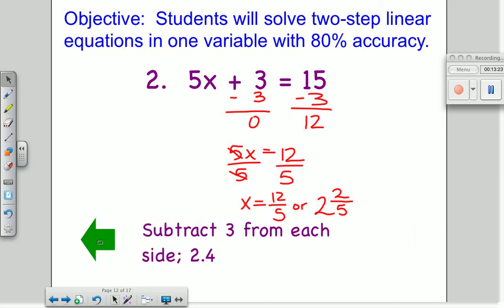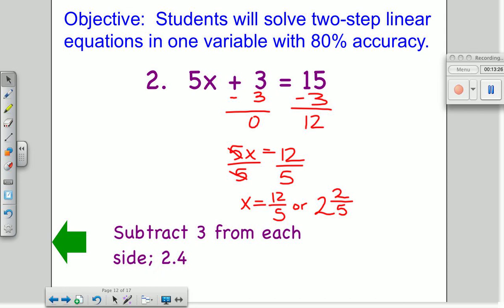They wrote it as a decimal. So another way we could do it is as a decimal. Divide 5 into 12. So just remember, when you're changing a fraction to a decimal, this is when we do our in and out. So the 12 is in, the 5 is out.